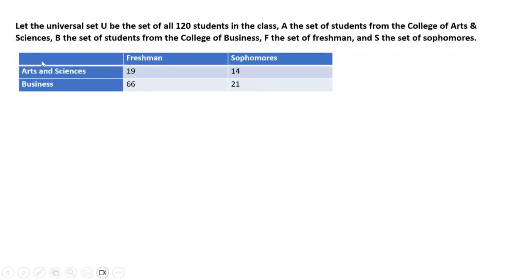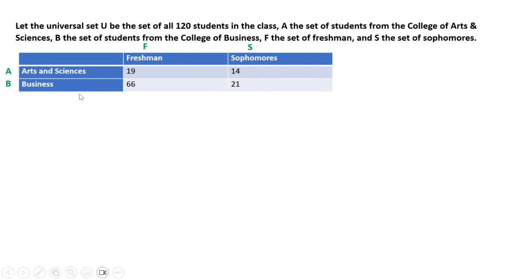Now, here, let the universal set U be the set of 120 students in a class. A, the set of students from the class of arts and science. So A means arts and science. B is for business. F is for freshman, and S is for sophomore. There's the arts and science. There's the business, the freshman, and the sophomore.